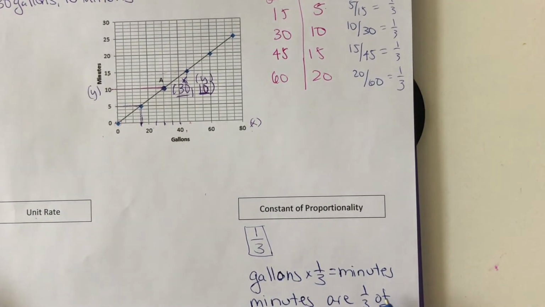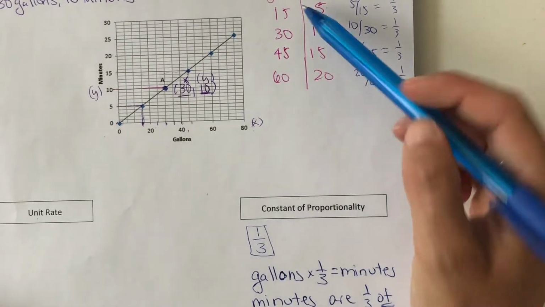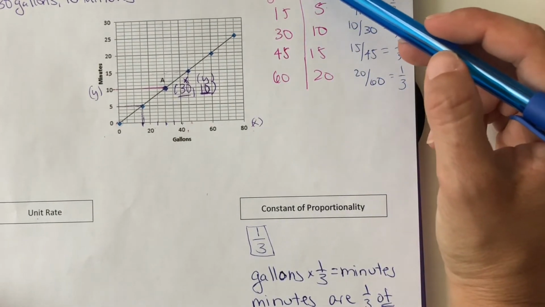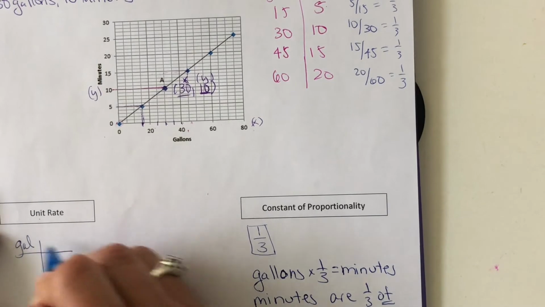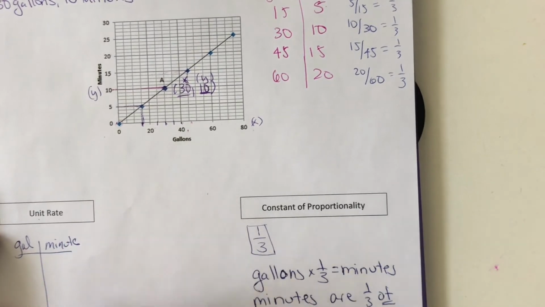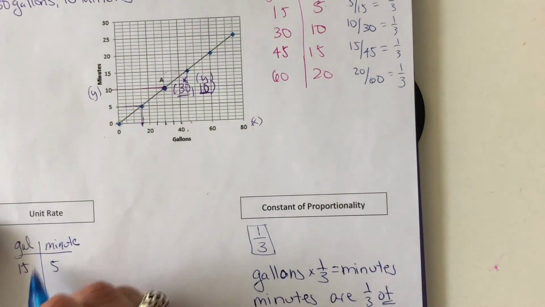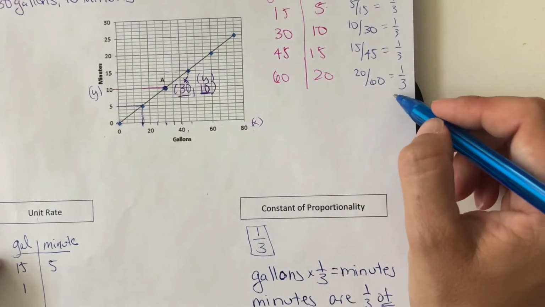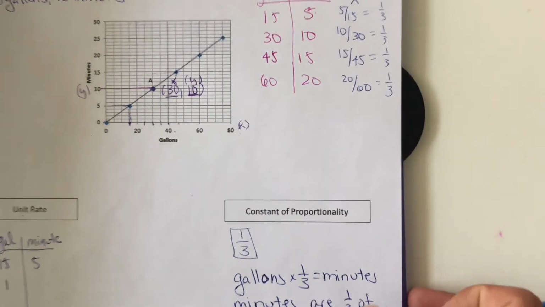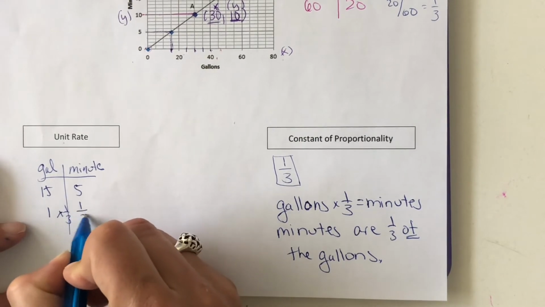So let's take that to the unit rate. Now, we said that the unit rate is the same as the constant of proportionality, and it's also the place on the table where the input is 1. So if we have our table here and we have our gallons, we have our minutes, we're working with things like 15 and 5, okay? And we know that we want the input here to be 1. So we know that the constant of proportionality is 1/3. So we know that we need to multiply the input times 1/3 to get to the output.